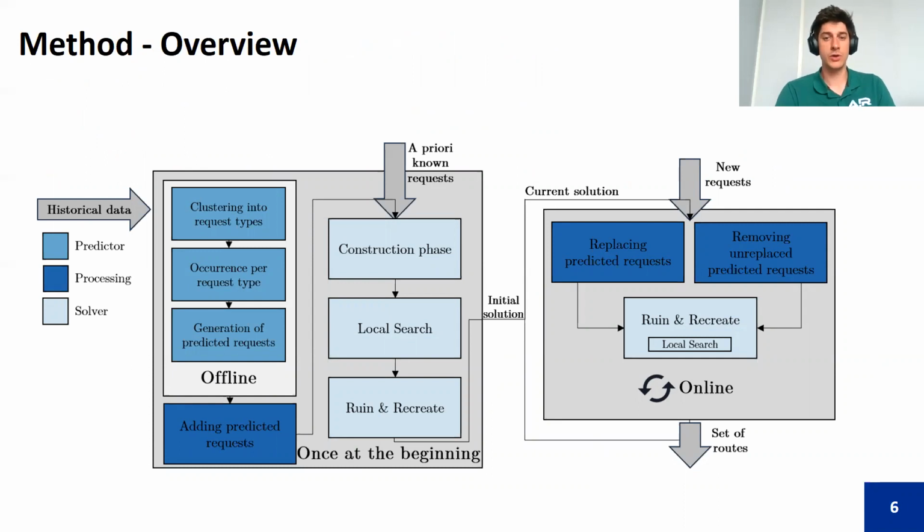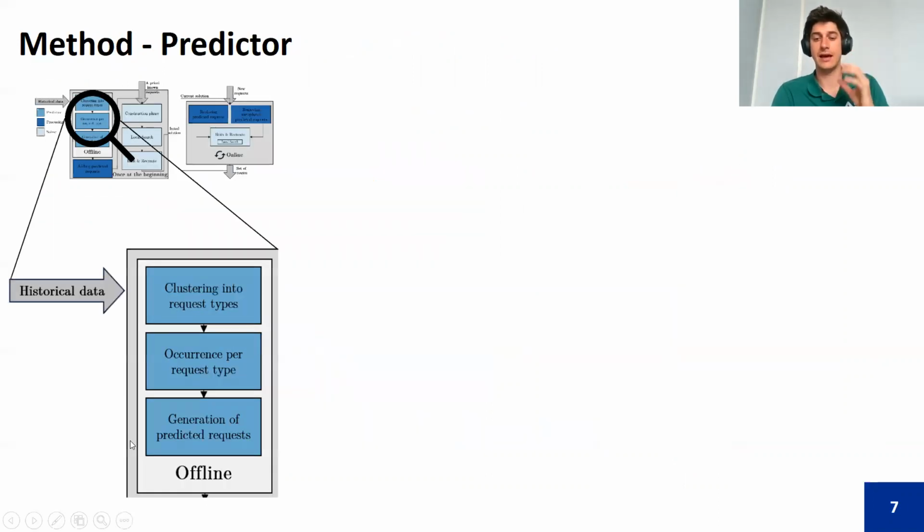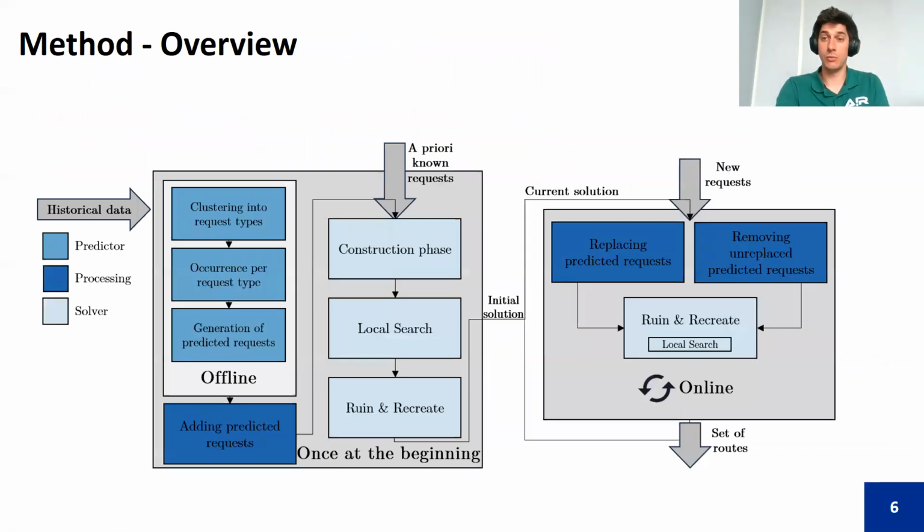Okay, that's the general concept, which we then apply in the following approach, which I tried to illustrate to you here. On the left side, we have a part that's happening once at the beginning, and there's a part that's happening online repetitively during operation. The whole approach is structured with three different components: the predictor, the processing, and a solver step, which are highlighted in different colors. Don't worry, I will explain each of those components within the following slides.